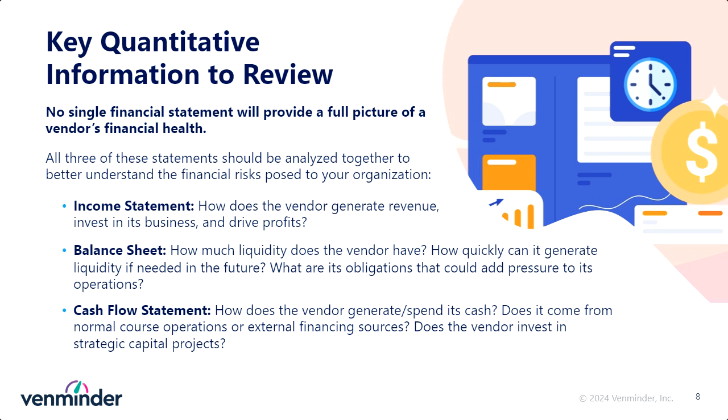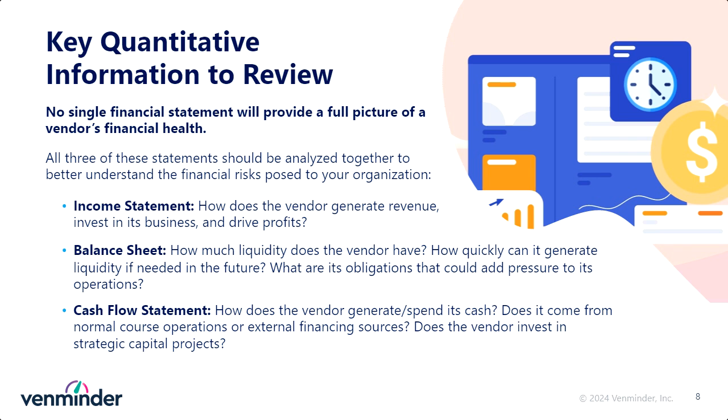From what type of information to review, let's start first with talking about the quantitative information. There's no single financial statement from a vendor that will provide a full picture of a vendor's financial health. So you'll want to focus on the three primary ones we've highlighted here, which are the income statement, the balance sheet, and the cash flow statement.